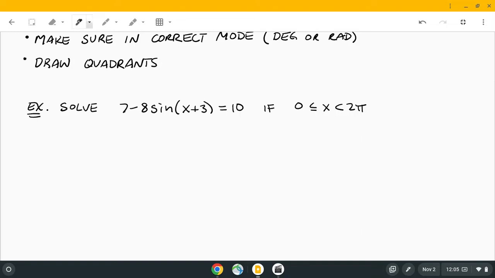Because if you start doing all of this without, where did it go? Look at that, it's not working. Well, I can't change colors now. Anyway, so over here, this means radian mode.